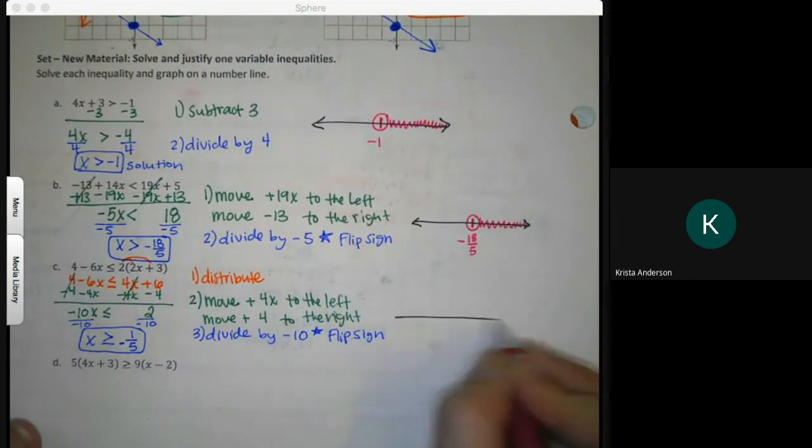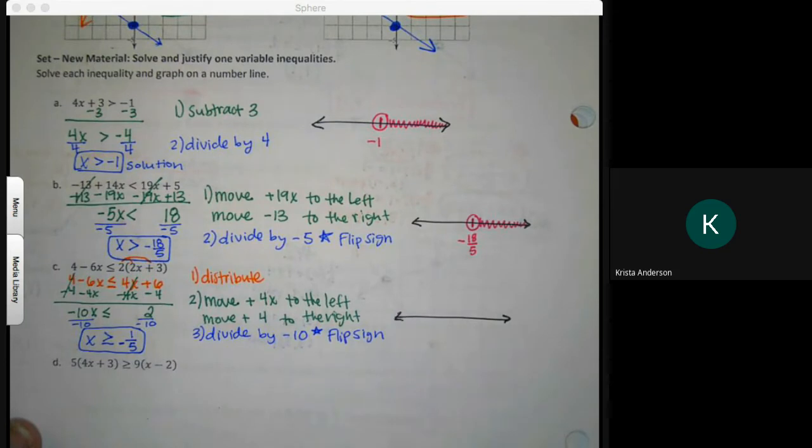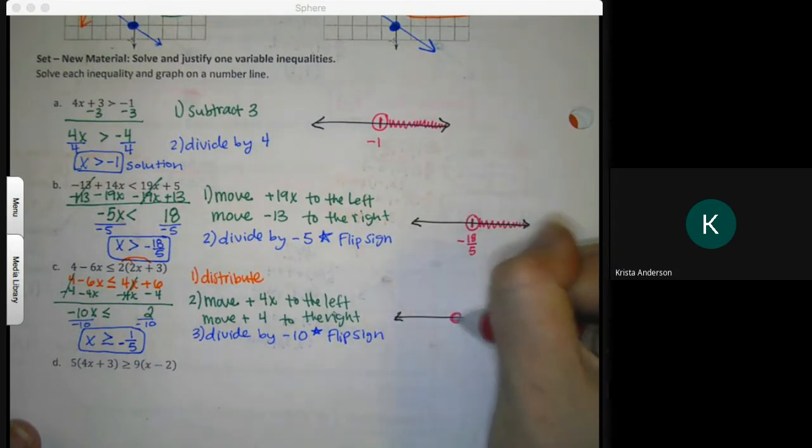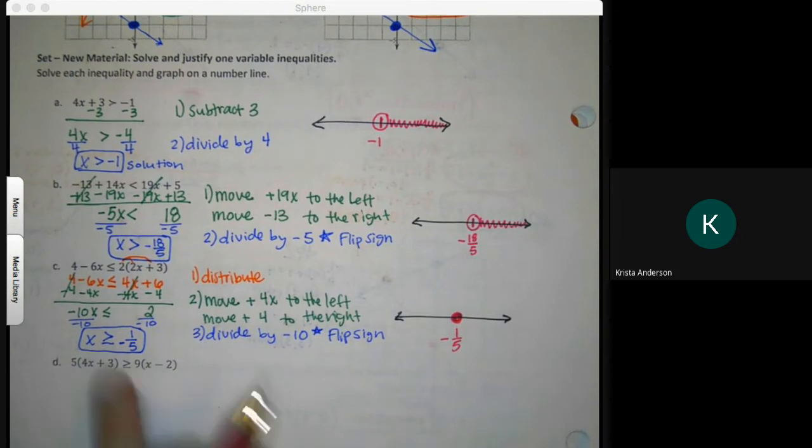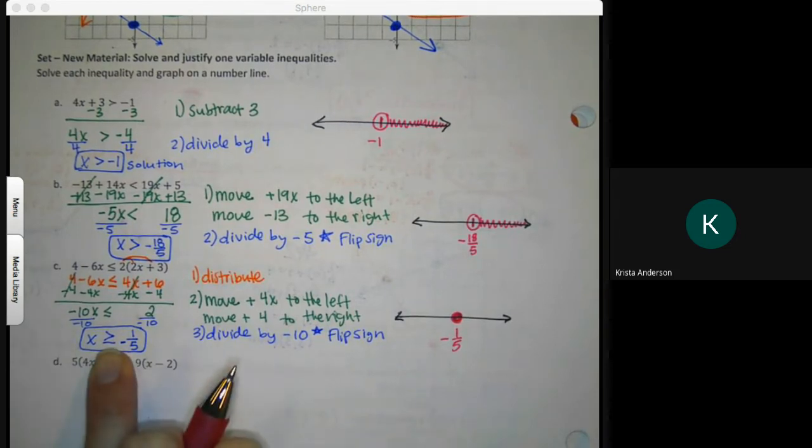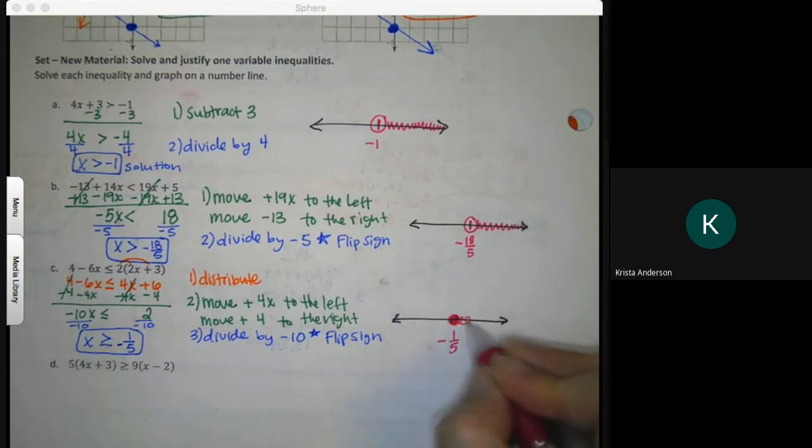When we graph it, all I do is stick that fraction on my number line with a closed dot. Why do I do a closed? Good. The equal to is a closed dot, and it's pointing to the right.